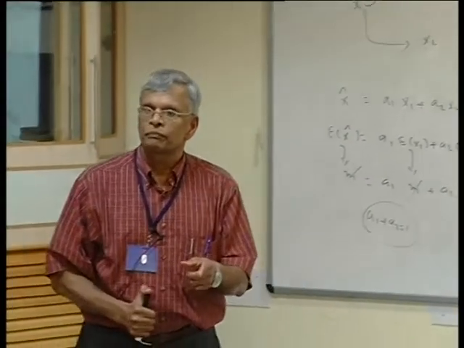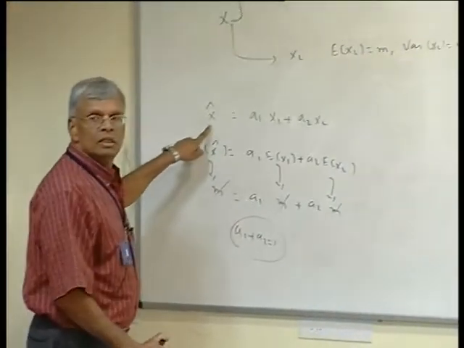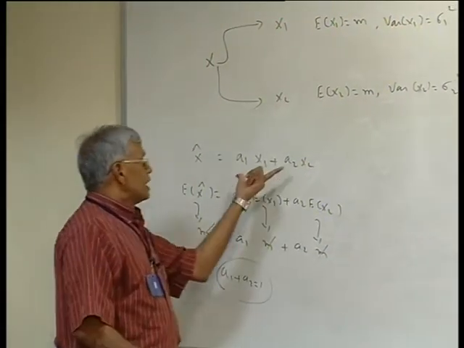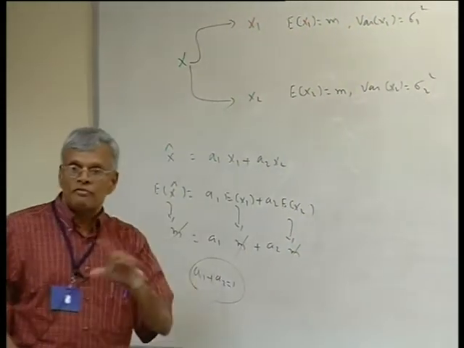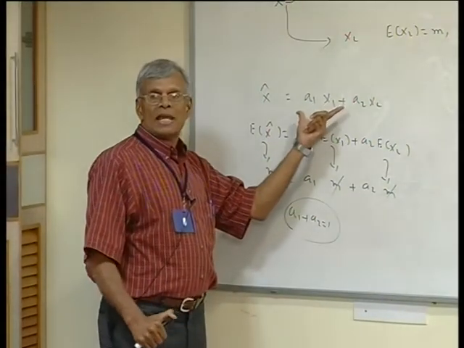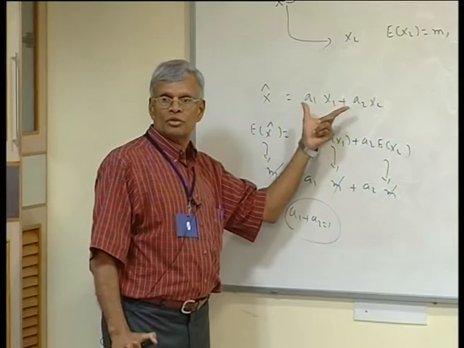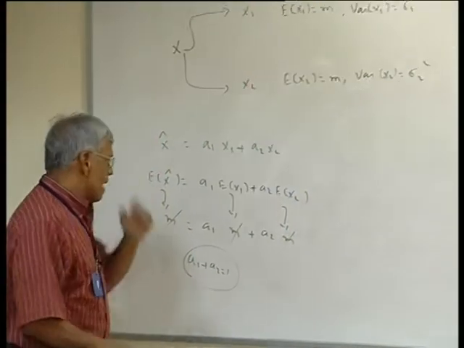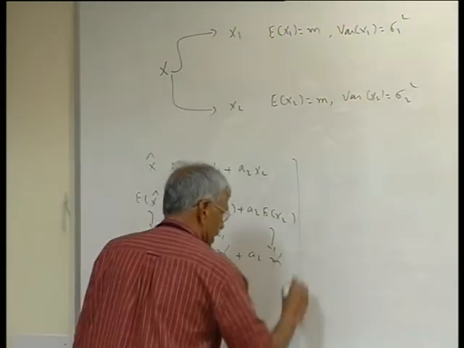So what does it mean? In order that this estimate, as a linear estimate, is an unbiased estimate, the sum of the coefficients must be 1. So what does this mean? This, as a linear estimate, must be a convex combination of these two data sets. Now I'm going to show you one more little thing.